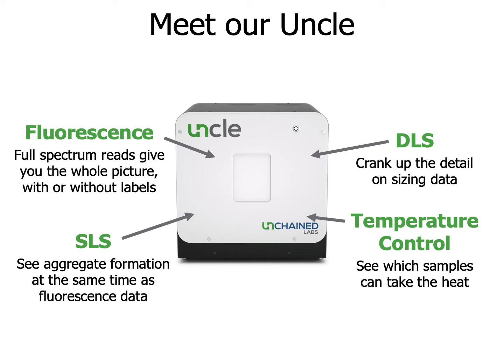SLS is the scattered light from those two lasers, and it gives information on when aggregates form. DLS is the dynamic light scattering system and allows for detailed measurements of size and size distribution. These three detection methods can be operated isothermally at room temperature or across a heat ramp designed to thermally stress samples and see which ones take the heat.